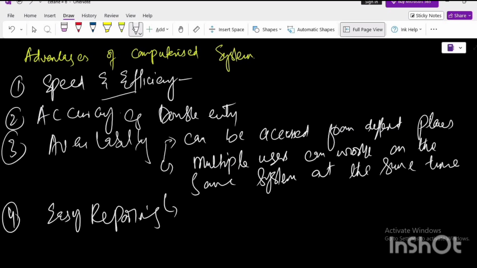So these are the benefits, that you are just getting the information updated immediately when the transaction is entered. No need to wait for the end of the day or weekly updates, like the manual system. So we have discussed the features and the advantages.